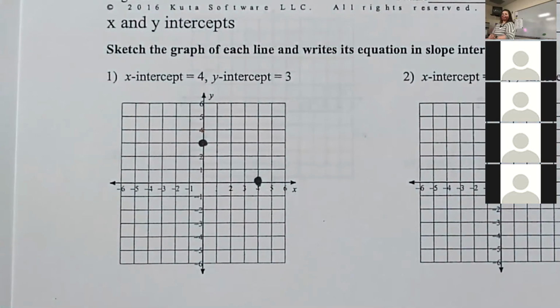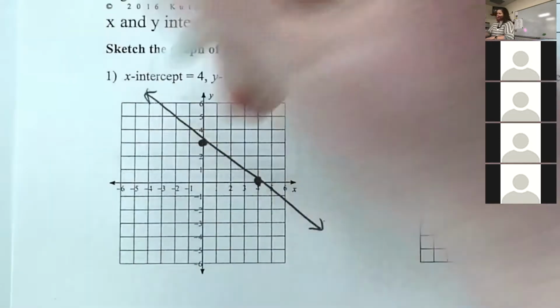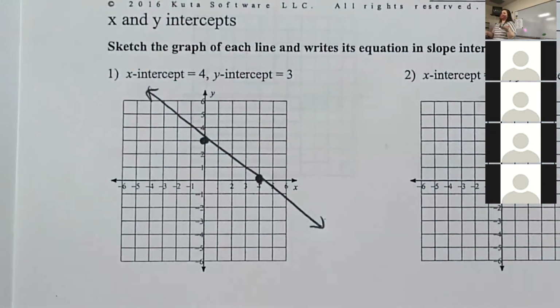Well, I have 2 points. I can make a line between any 2 points. There's exactly one line. Draw the line. Okay, I sketched it.